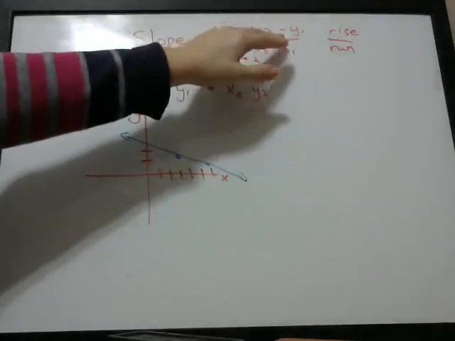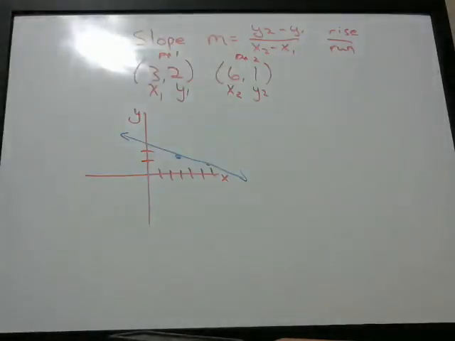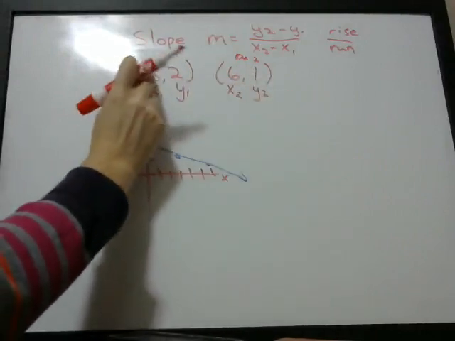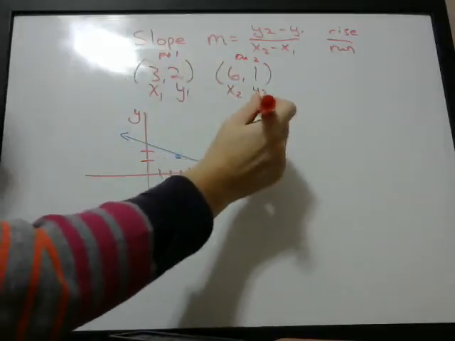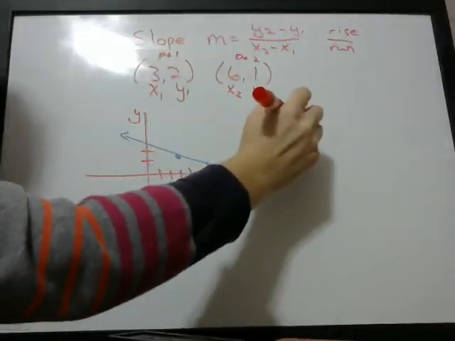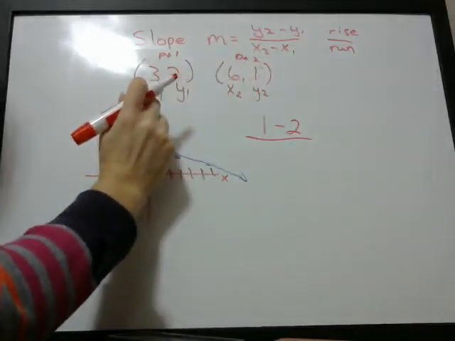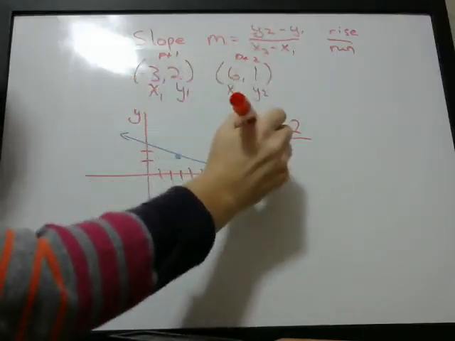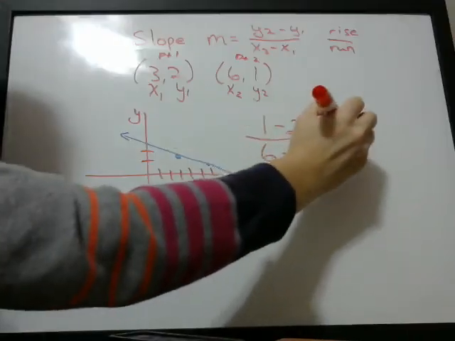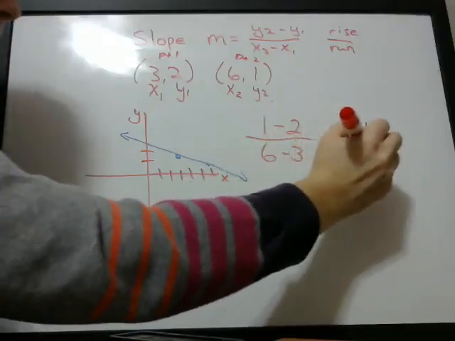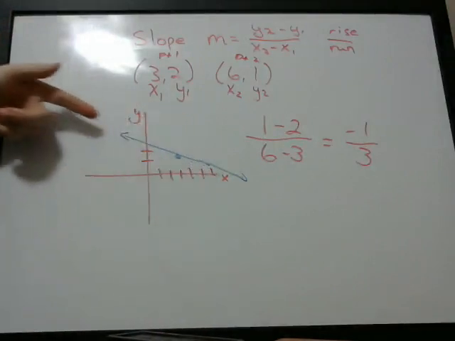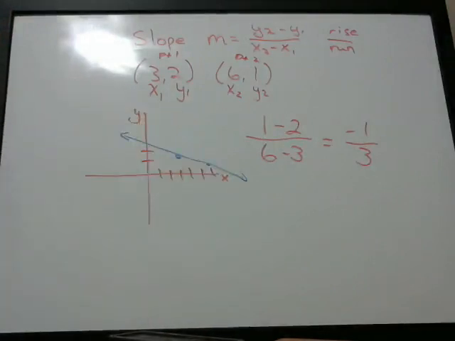We're just going to plug into the formula. Again, the formula is on the formula sheet. So all you need to remember is how to label the points, which is pretty easy because every point is an x component and y component. y2 is 1, y1 is 2, divided by x2 is 6, minus x1 is 3. 1 minus 2 is negative 1. 6 minus 3 is 3. So the slope is negative 1/3, which is right, because remember, we know that it's going to be negative.